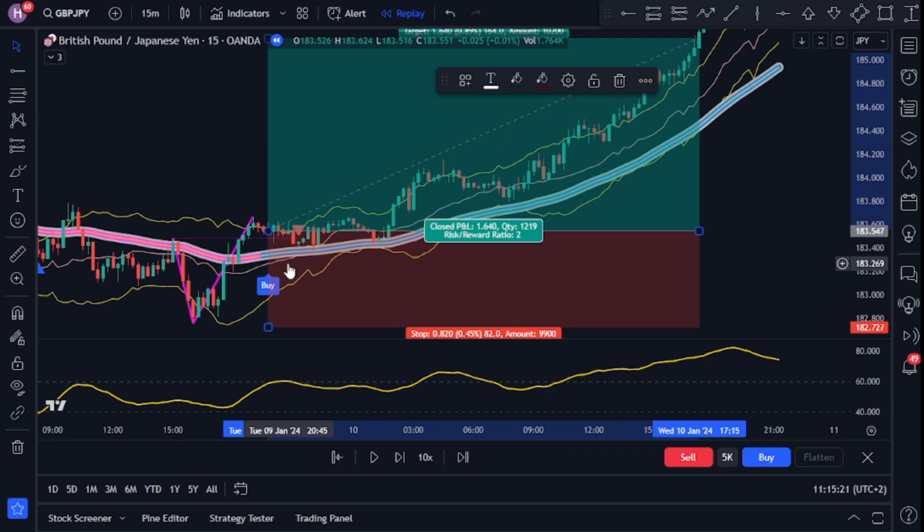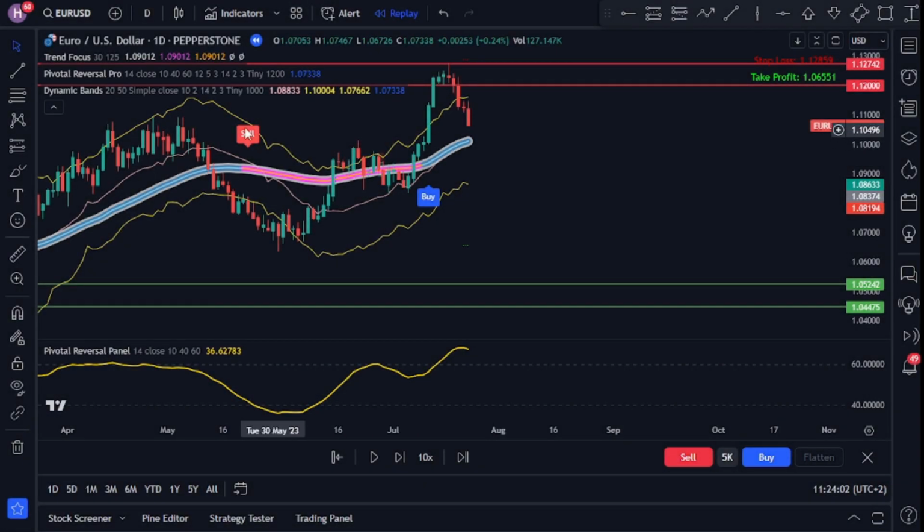Now that we have looked at two scalping trades, let's shift our focus towards a swing trade. For this example, I have selected the euro against the US dollar in the daily time frame. Firstly, we are waiting for price action to go above the upper dynamic band, which shows us that the market is overbought.